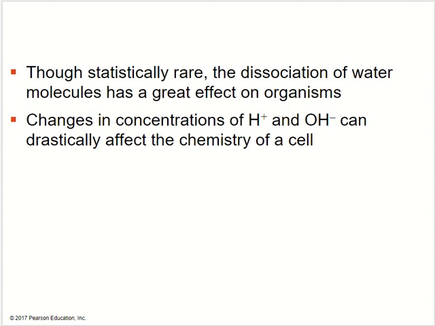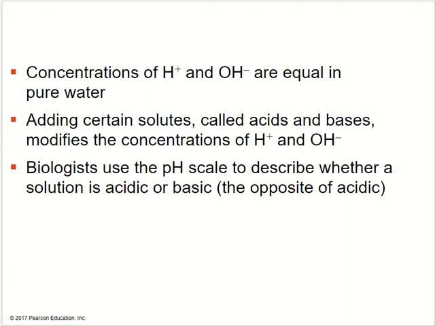If there's a larger concentration of hydroxide, those solutions are basic, and if there's an equal amount, then those solutions are neutral. Concentrations are equal in pure water when it comes to acidic hydrogen and basic hydroxide. Adding certain solutes, such as acids or bases, can modify the concentration of dissolved hydrogen or hydroxide. Biologists use the pH scale to describe whether a solution is acidic or basic.